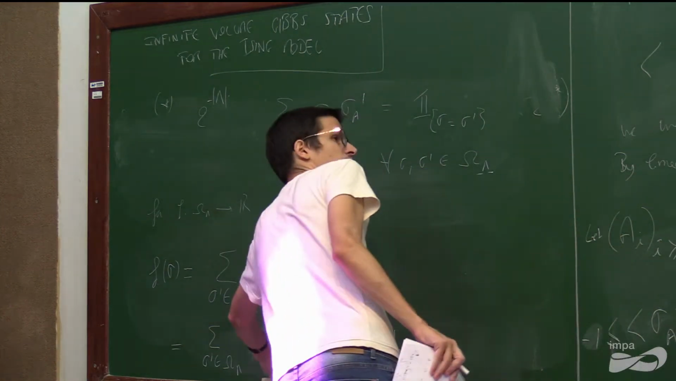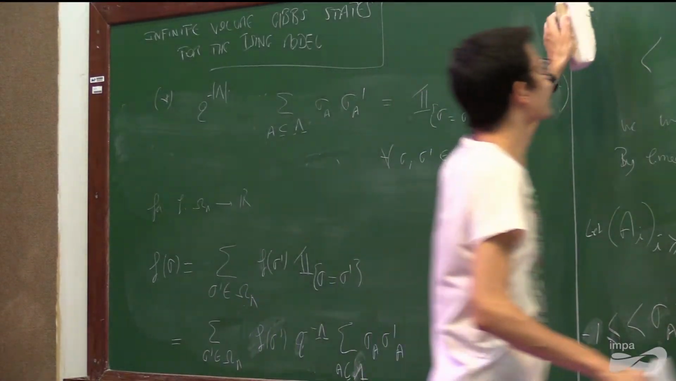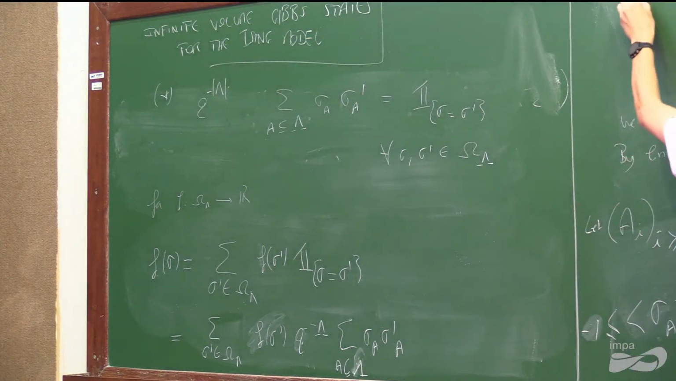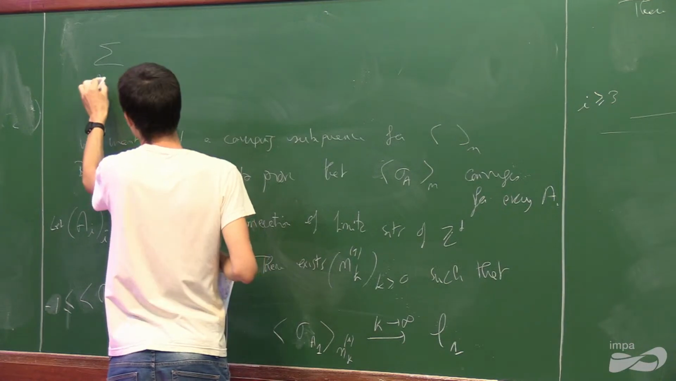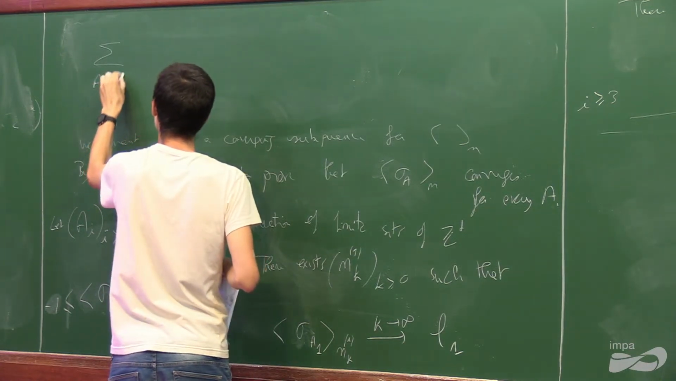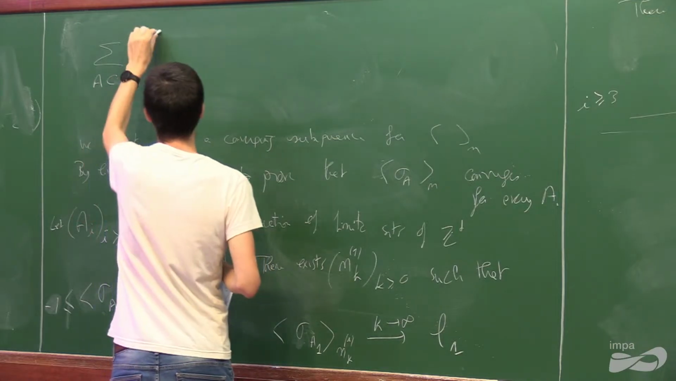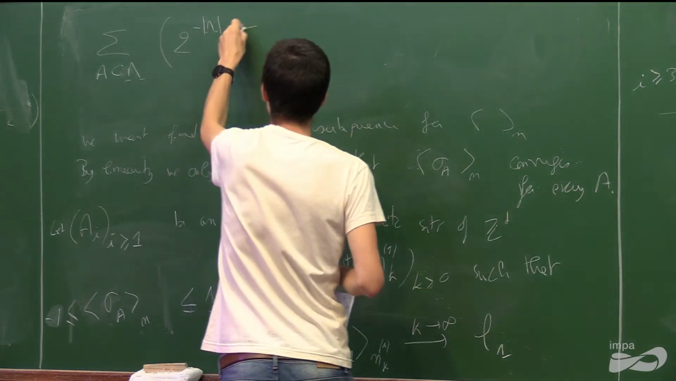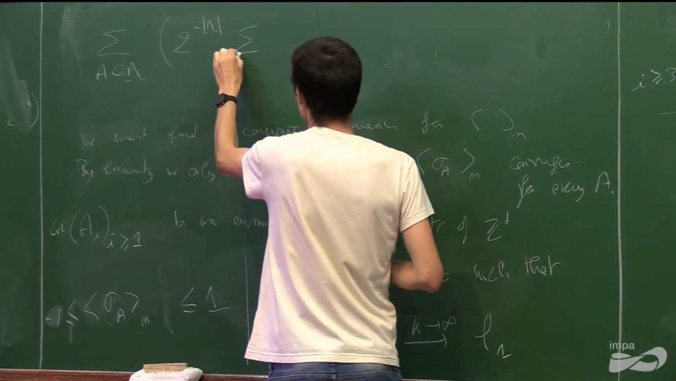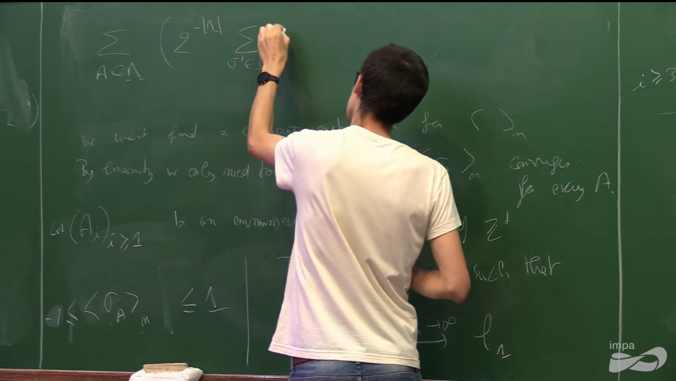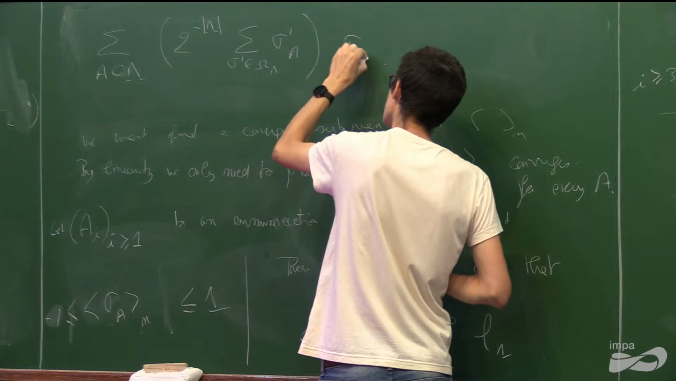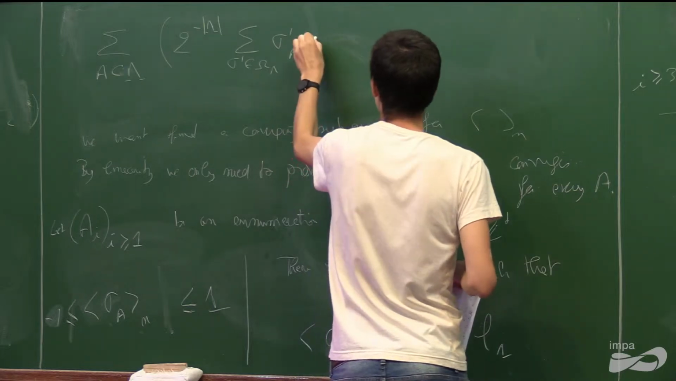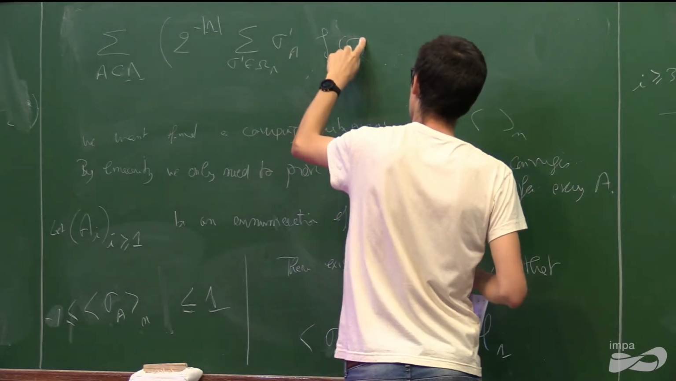Okay, and I can just reorganize the sum and say that what I have is just the sum over A included in lambda times 2 to the minus lambda, sum over sigma prime in omega lambda, sigma prime of A, sigma A. And maybe here f of sigma prime is needed.